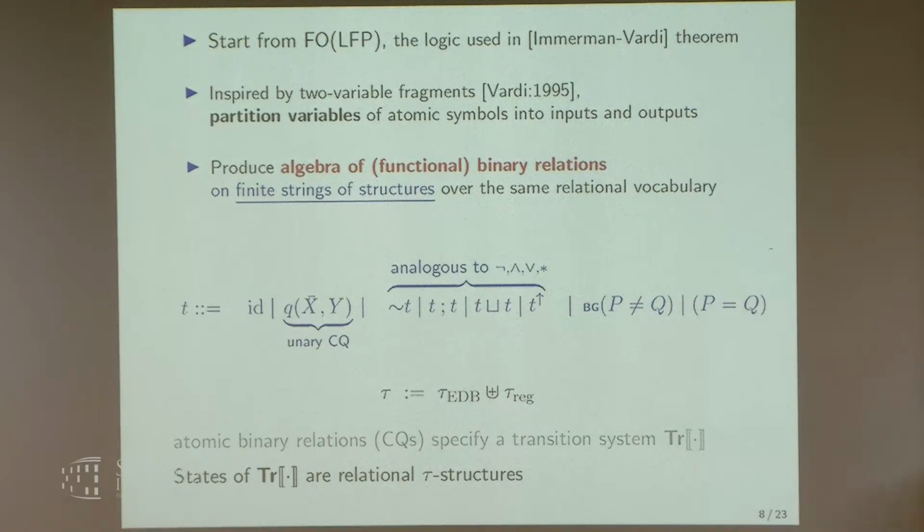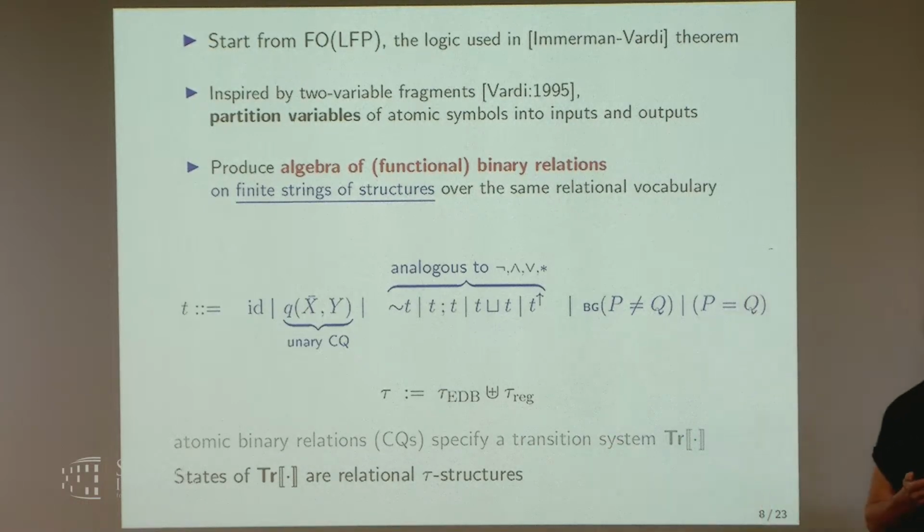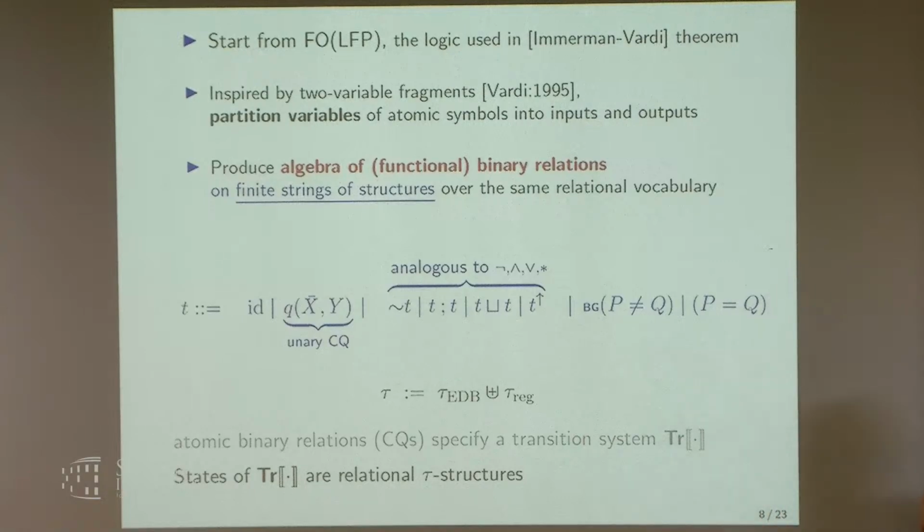In such an algebra, we take a binary relation, and each operation produces a binary relation. Here, the binary relation is on strings of structures of a certain vocabulary, which is partitioned into the extensional database vocabulary, which is the input vocabulary, such as the vocabulary of the graph, the edge relation, and registers. Registers are unary predicate symbols that are required to contain one element at a time. They're singleton sets.